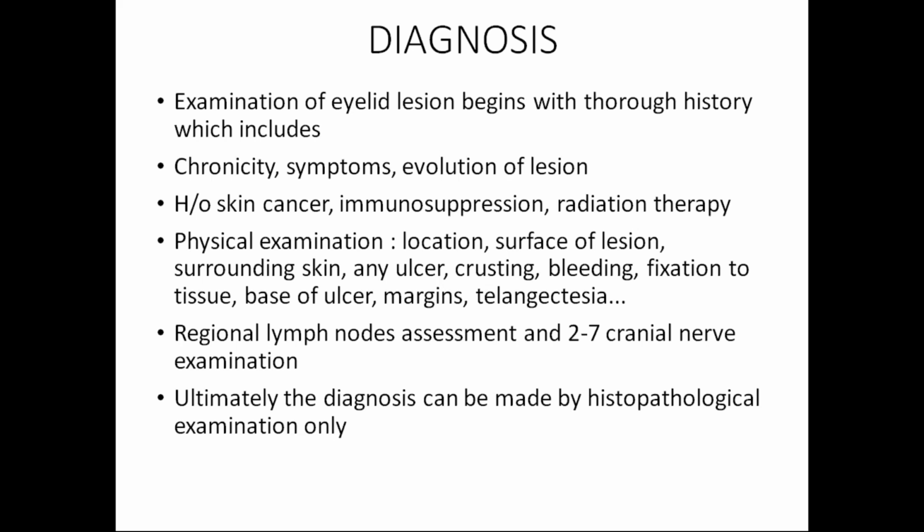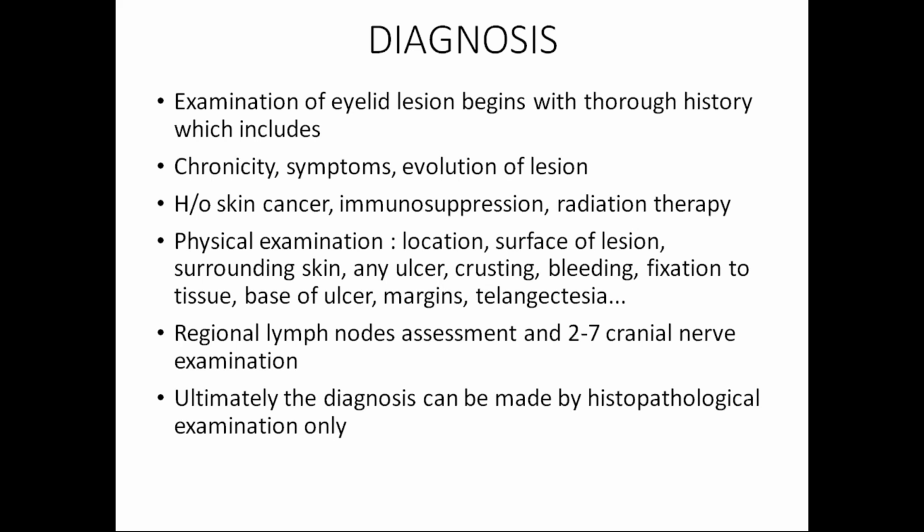So these are the diagnostic aspects of eyelid tumors. When an eyelid tumor comes, how do you go about examining a case of eyelid tumor, and how do you come to a diagnosis? First is examination, and you have to ask the symptoms, how long the symptoms have been and how fast it has progressed. Is there any immunosuppression, or is there any history of radiotherapy?